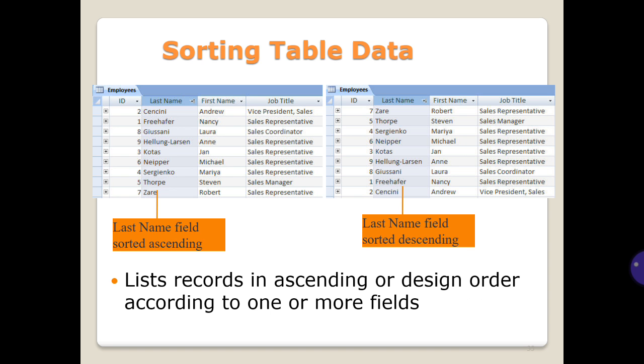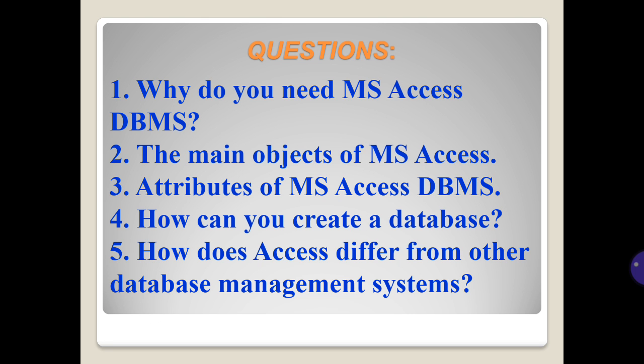Sorting table data. Last name field sorted ascending and the last name field sorted descending. List records in ascending or descending order according to one or more fields.